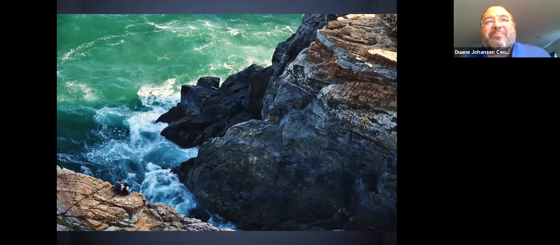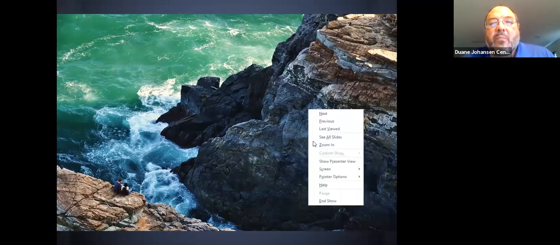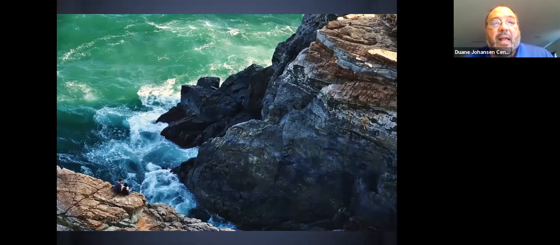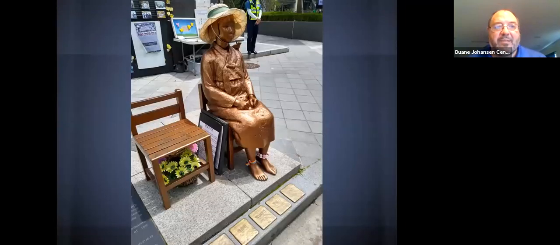But the statue there, called the mother and children statue, was really quite successful, and suicides dropped significantly after they put this statue up. And actually, I had somebody scan the QR code, and it actually worked through the PowerPoint presentation, which I thought was kind of interesting. So I haven't written a poem about that.